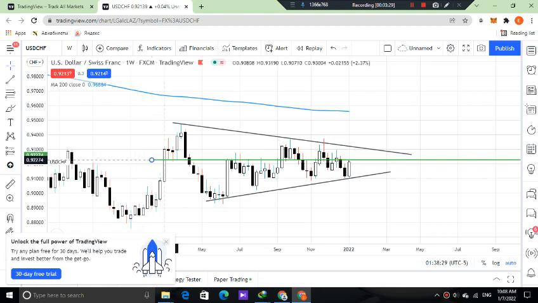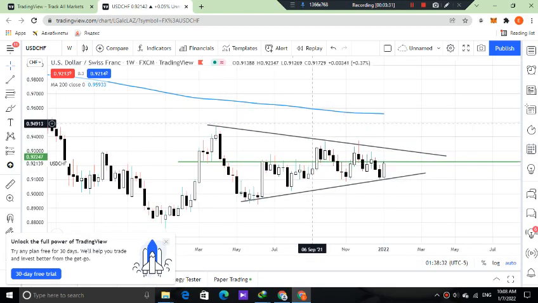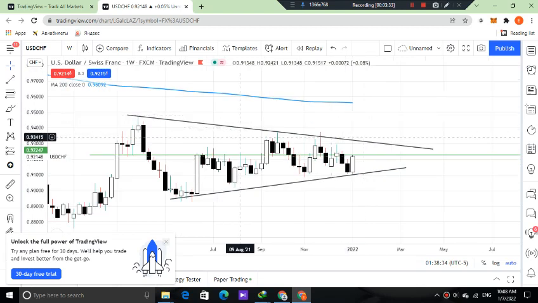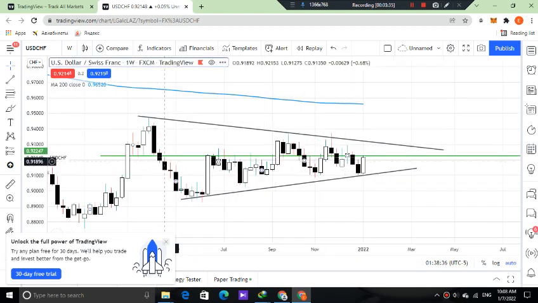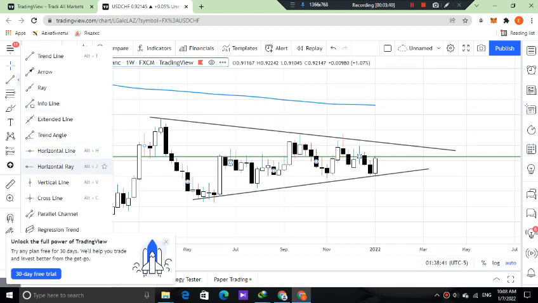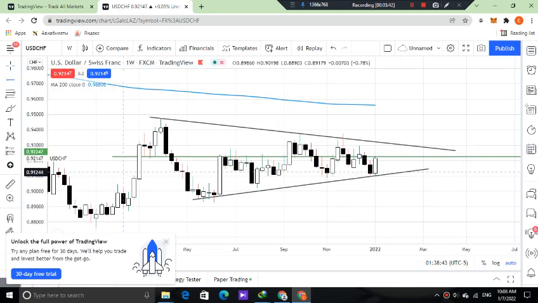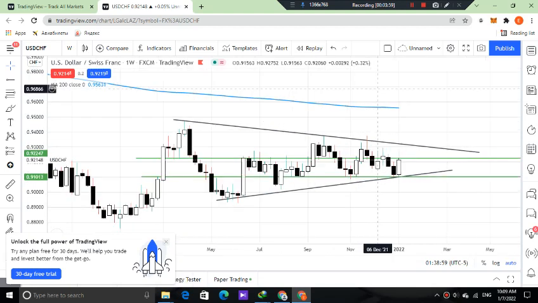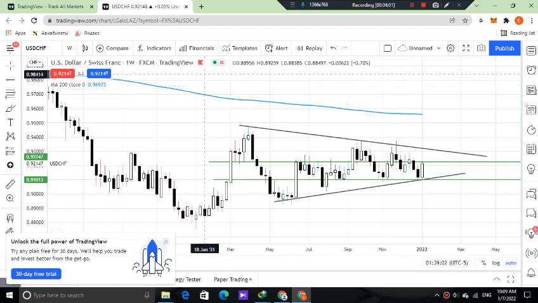Okay, I was saying that we have this triangle, and you can draw your levels to make your work easier for other time frames. You can make sure that you draw the right levels and important levels. Yeah, I think that's fine.